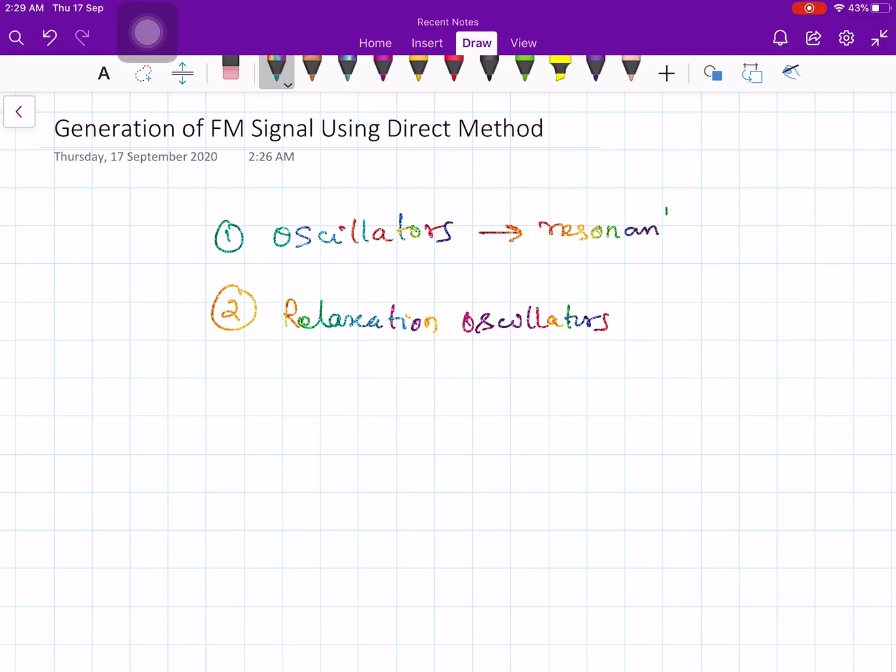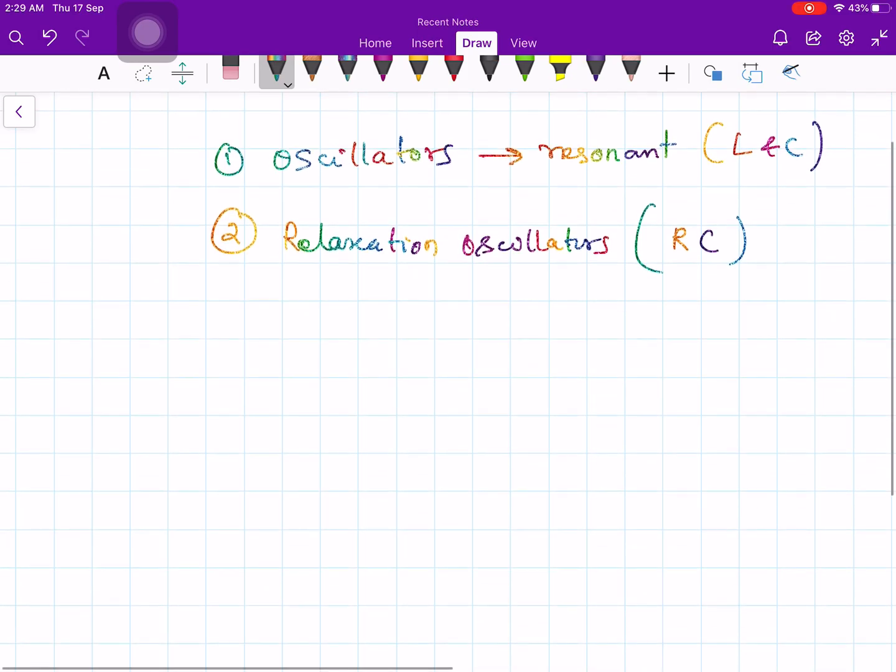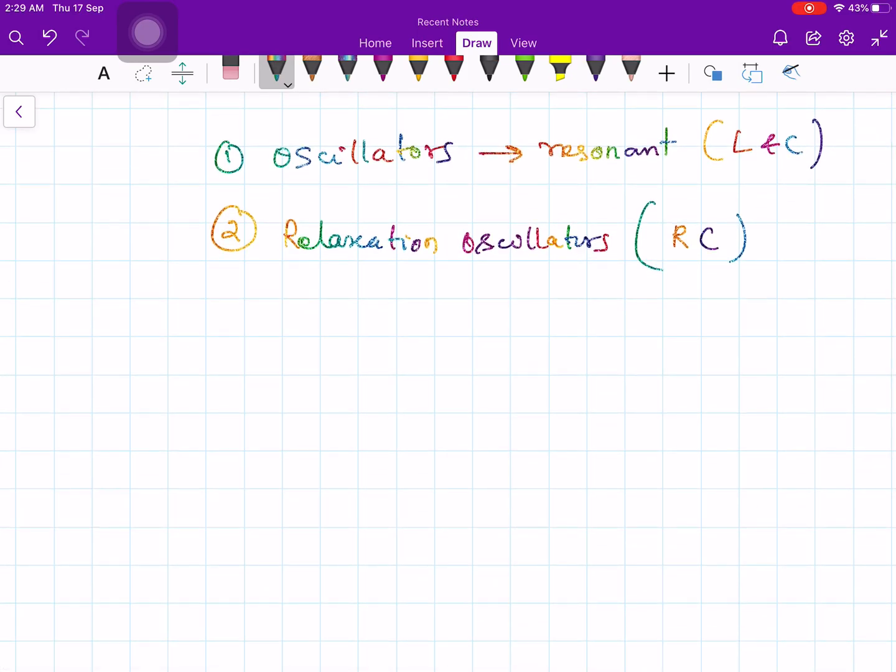I have a resonant circuit, L and C. Relaxation oscillators, I will use R and C with the help of transistors. Therefore, resonant oscillators or non-resonant oscillators are used to generate the FM signal by using the direct method. In this lecture, I will discuss the case of the resonant oscillator. So how can we employ our resonant oscillator to get a frequency modulated signal?